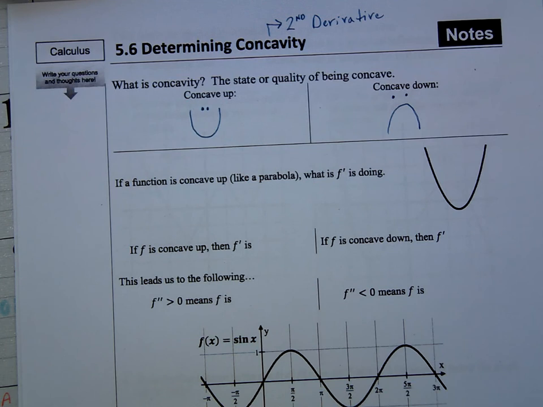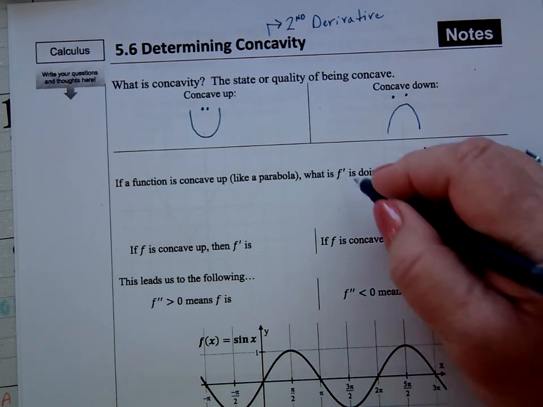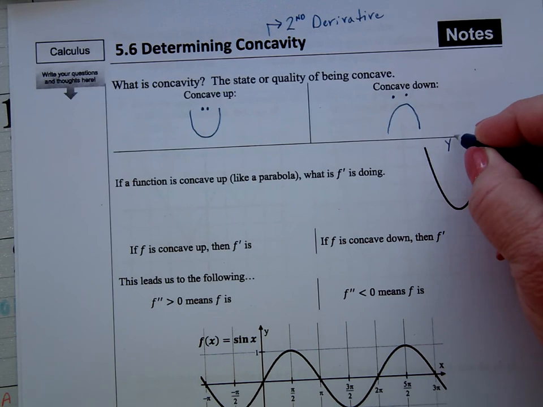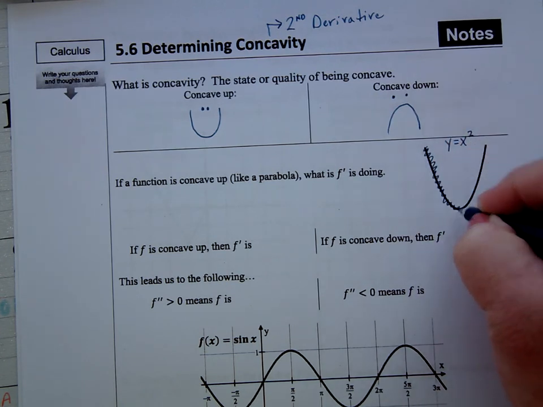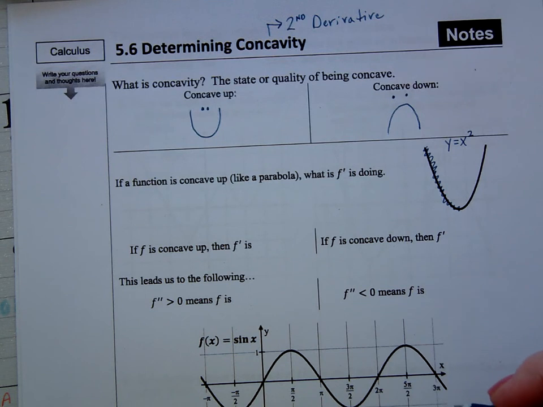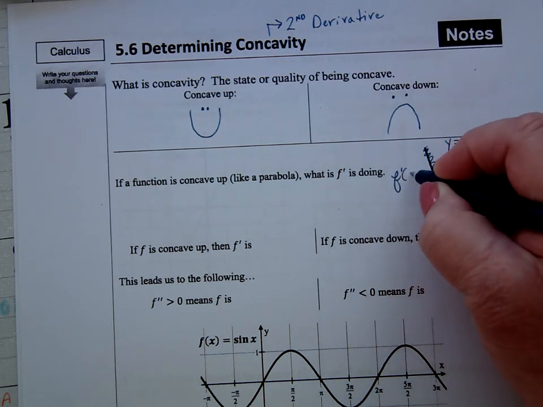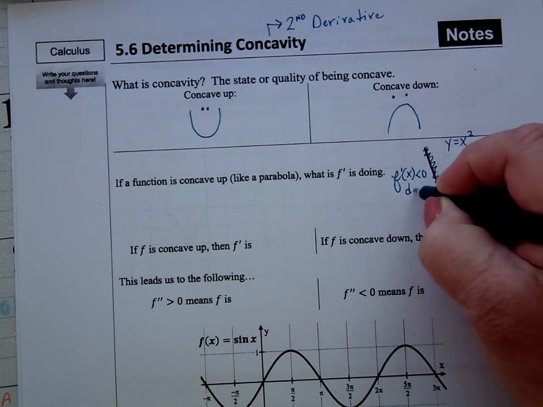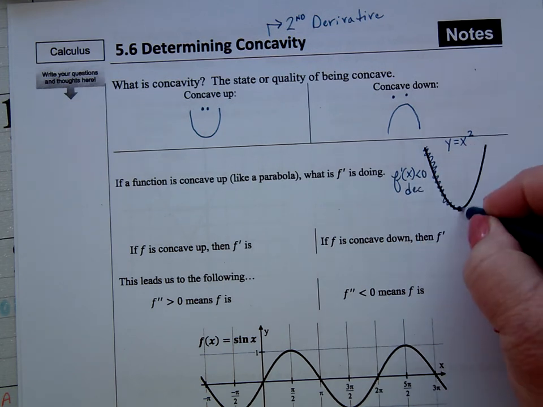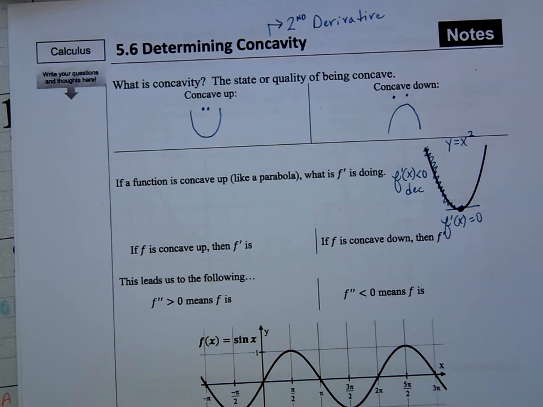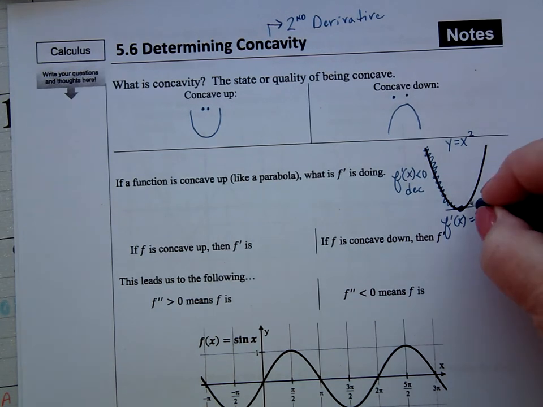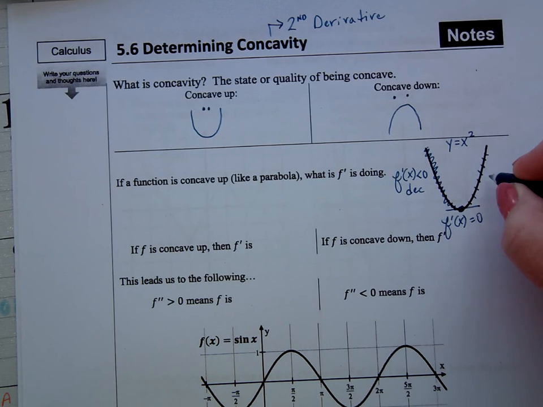If a function is concave up like a parabola, what's the first derivative doing? I'm looking at y equals x squared, right? That's my parabola. And I can tell all of this area right here is when my function is decreasing. Decreasing means my first derivative is negative, less than 0. Then I get to this place right here. Well, what's my first derivative now? It's just equal to 0. And then as I come on the other side here, now my function is increasing. And if my function's increasing, then I know my first derivative has to be positive.